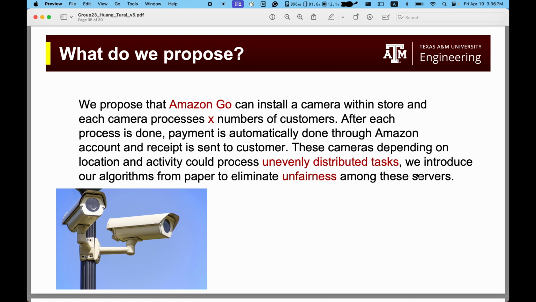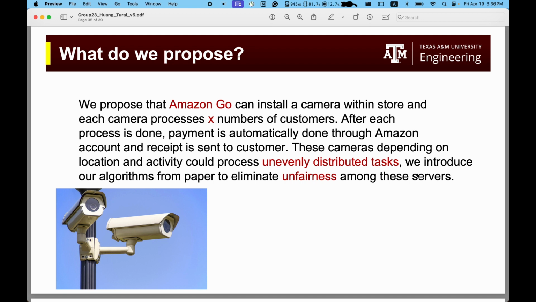There could be some locations and popular items that people go pick up from, but some unpopular items that people don't really go to. Therefore, even though there are cameras set up in every place that process these customers, some of them might not get to process anything because there are not many customers going to that corner of the store. So we introduce federated learning with fairness, and we say that we are very sure that we can guarantee the most optimized solution for Amazon stores.